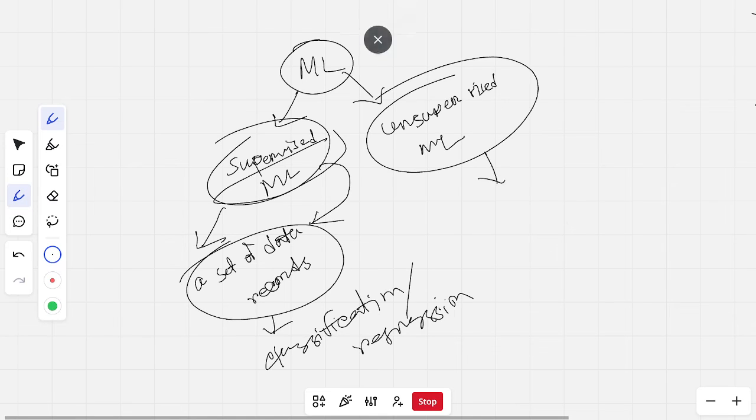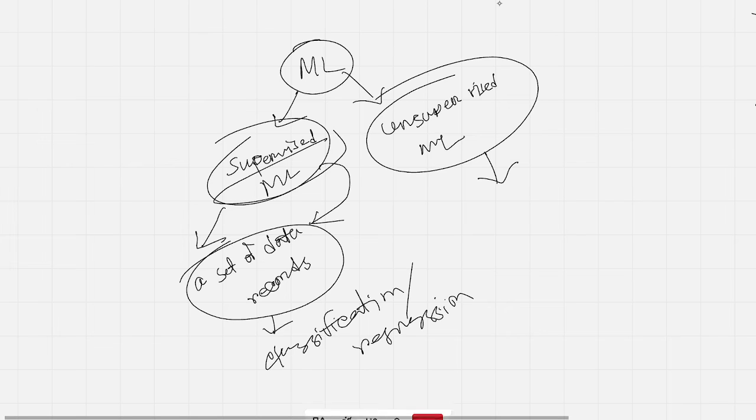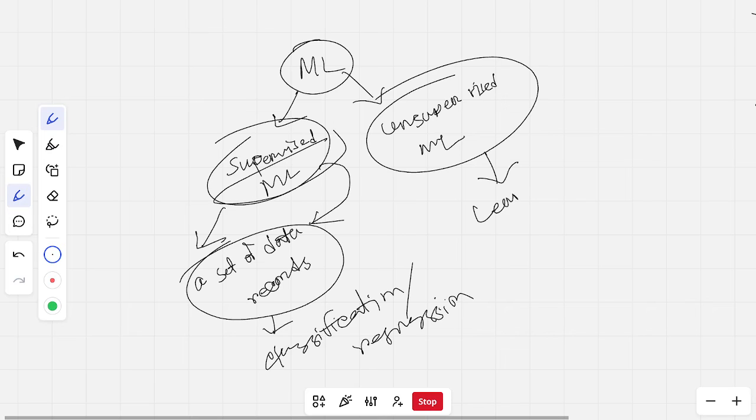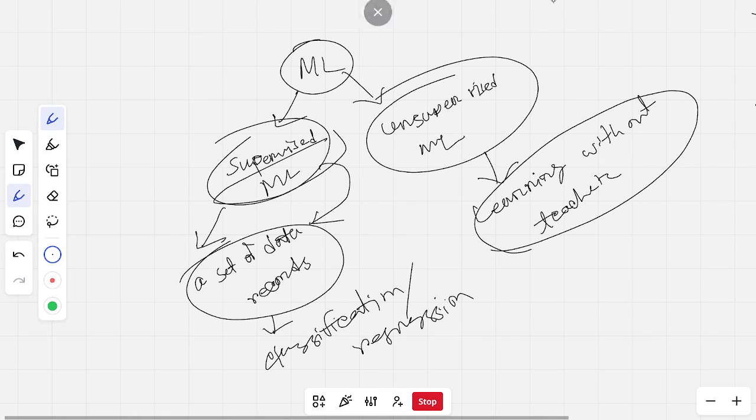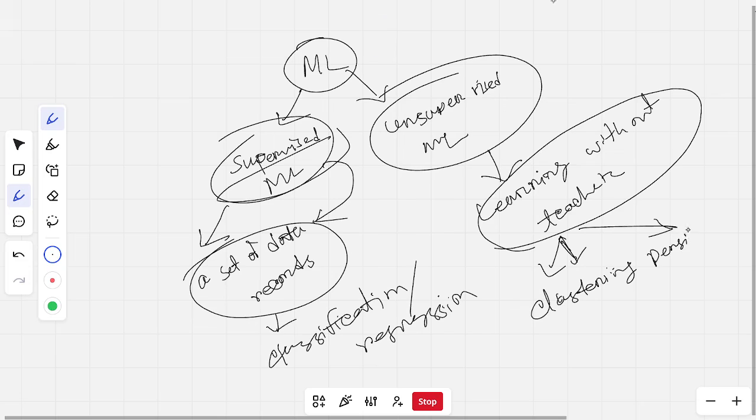And unsupervised learning is learning without a teacher. Like you are not given a set of data sets or data records, so you can learn by yourself. There are many processes for doing this. First of all, clustering, and then density estimation, and so on. Mainly clustering and density estimation are used here.